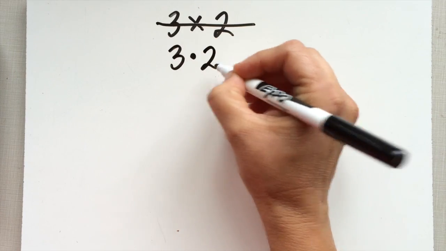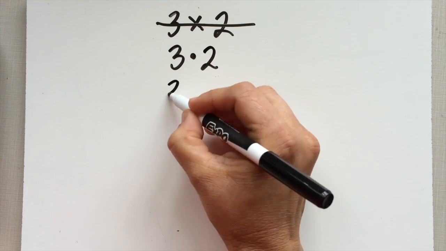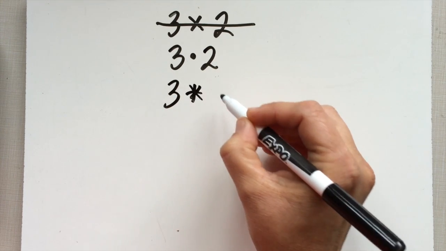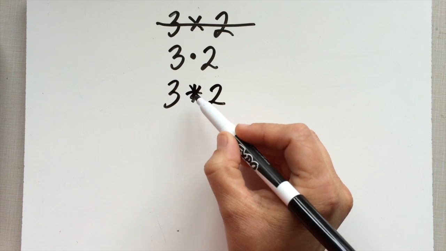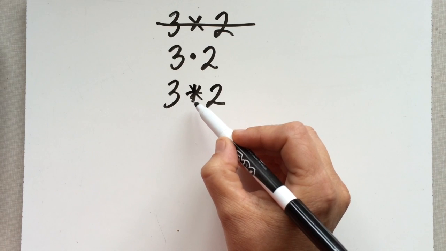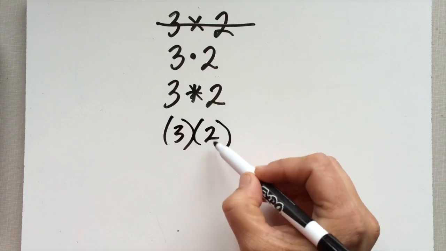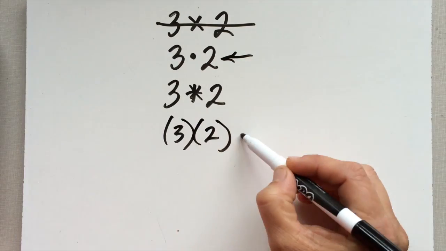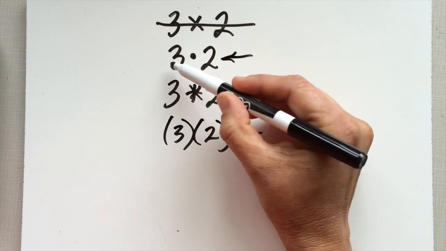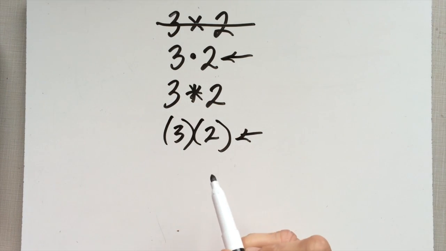Either I'm going to use the dot. The dot is a nice transitional symbol. You may have seen the asterisk. That's what you would use if you were typing it into a computer or something that wasn't a calculator. Or parentheses. I'm going to use either the dot or the parentheses. So if you see the dot, it means 3 times 2. If you see numbers in parentheses next to each other, it means 3 times 2.